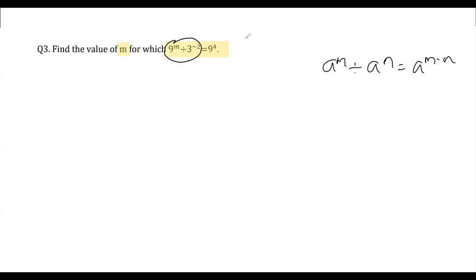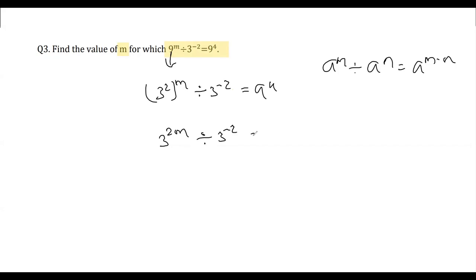Now, but before that, there is one more application. That is, I have to write 9 as a power of 3. Then only we can apply the laws of exponents. So I can write 9 as what? 3 square. Then we have a whole power m, and that divided by 3 raised to the power minus 2 is equal to 9 raised to the power 4. Power over another power is power multiplied. So I can write 2 into m, that is 3 raised to the power 2m, divided by 3 raised to the power minus 2. And this is 9. I can again write 9 as 3 square. And then we have whole power.